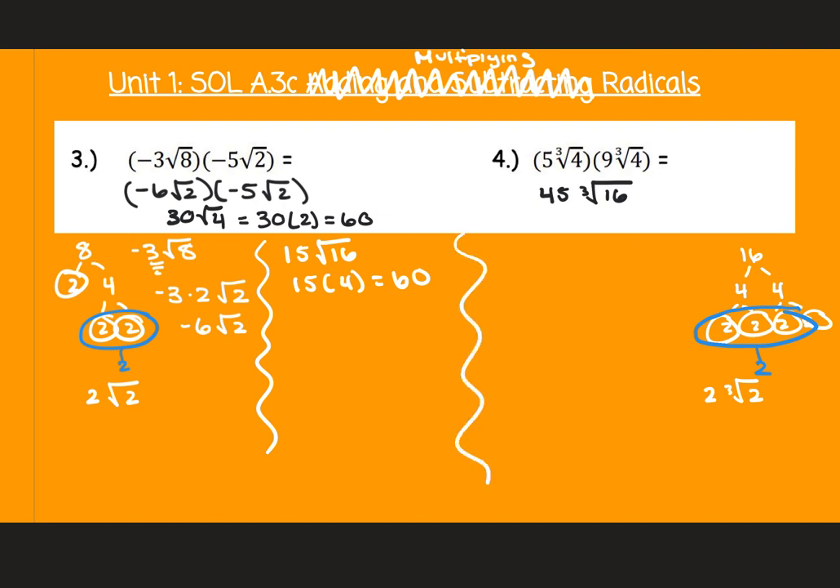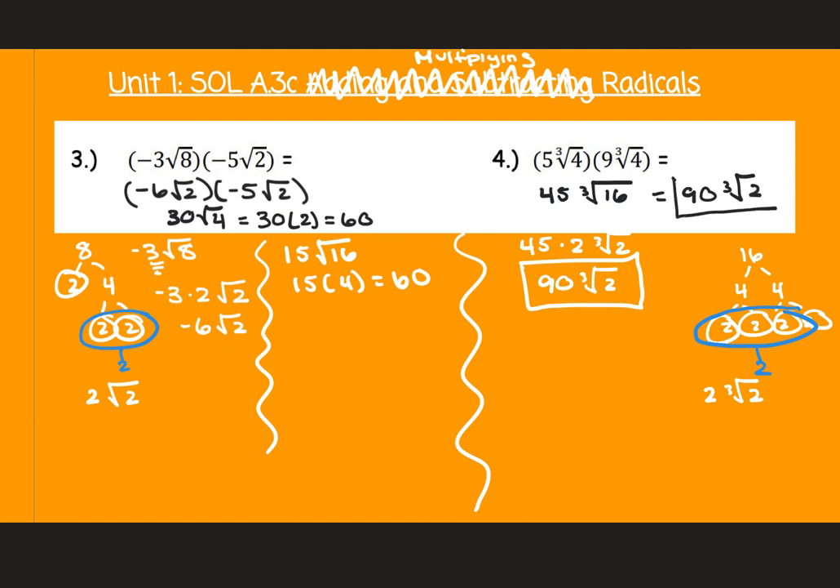Let me draw this little line here. So you have 45 times 2 times the cube root of 2. We know that 45 times 2 is 90. So we have 90 times the cube root of 2. So our final simplified radical is 90 times the cube root of 2.